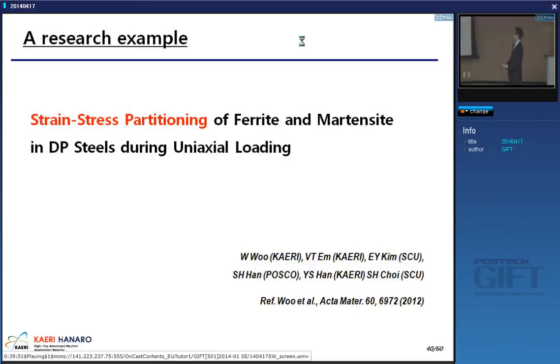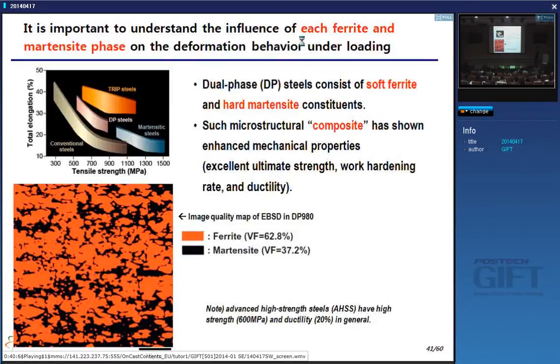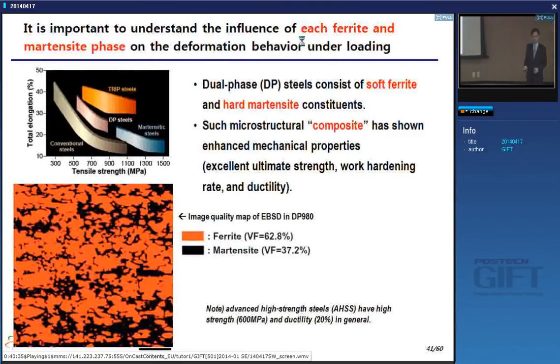That concept applies to steel. So stress-strain partitioning, in this case, is DP, dual phase steel under loading. That DP steel consists of ferrite and martensite. This is a familiar diagram you have already seen 100 times. So we talk about DP steel here. DP steel consists of ferrite, the lead one, and martensite is about 37% here. That is a kind of composite. So people say ferrite is soft, martensite is hard. Is it real? Do you believe that yourself? Okay, let's have some measurements.